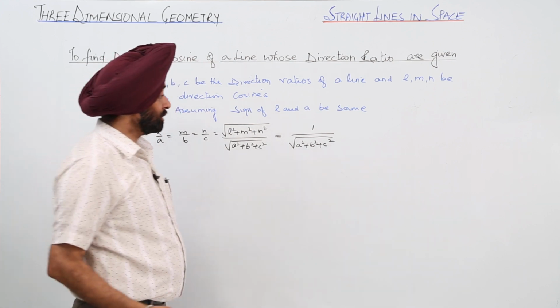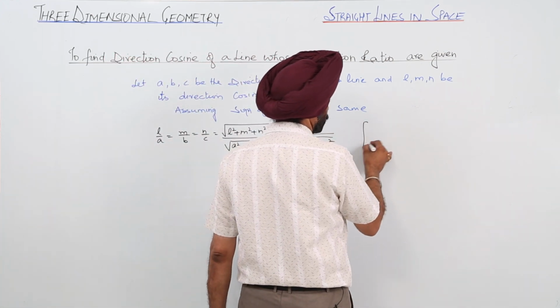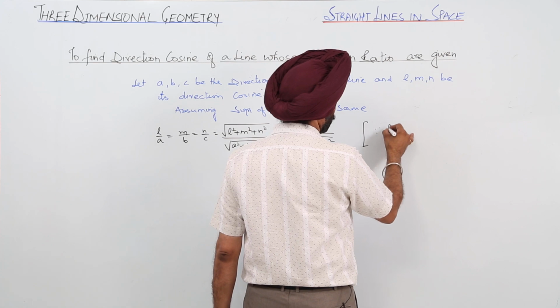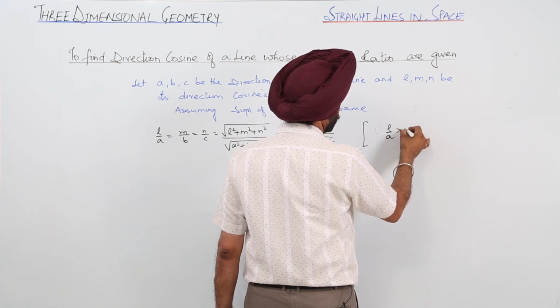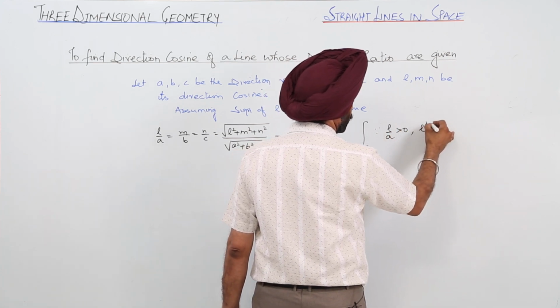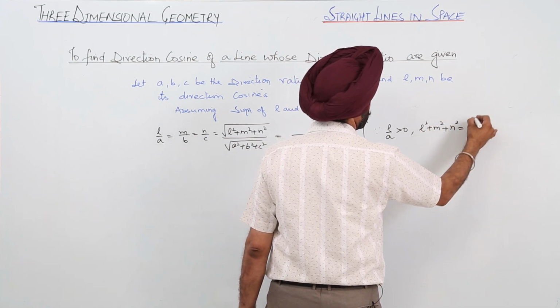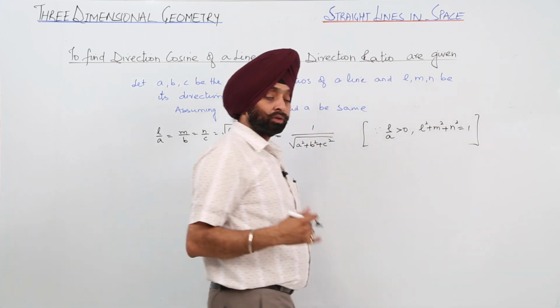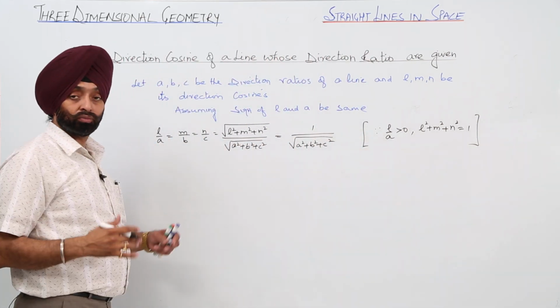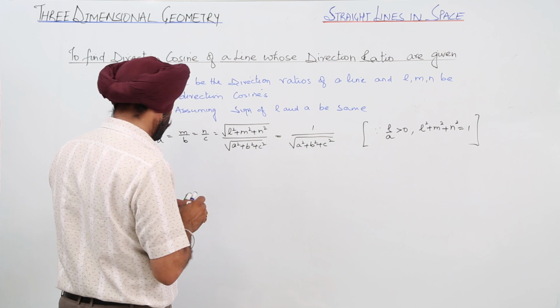Now why have we written this? Because L upon A is greater than 0 and L square plus M square plus N square is equal to 1. So, since it is greater than 0, we have assumed that this is 1.